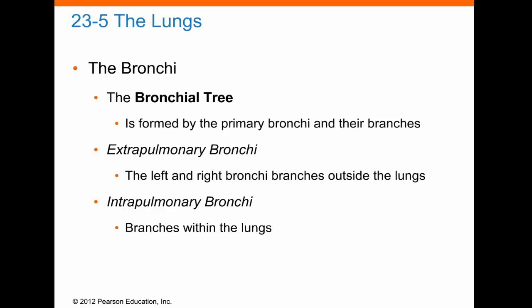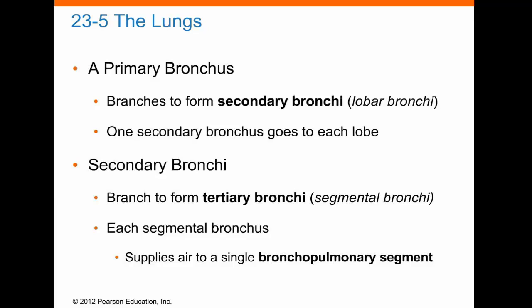So at the bronchi, we've got the bronchial tree, and they call it a tree when you look at it, and it's got extrapulmonary bronchi and intrapulmonary bronchi. So the primary bronchus then forms the secondary bronchus, then the secondary bronchus forms the tertiary bronchus, and then you've got the segmental bronchus, and they provide down to the bronchopulmonary segment. So we're moving down smaller and smaller and deeper into the actual lungs.